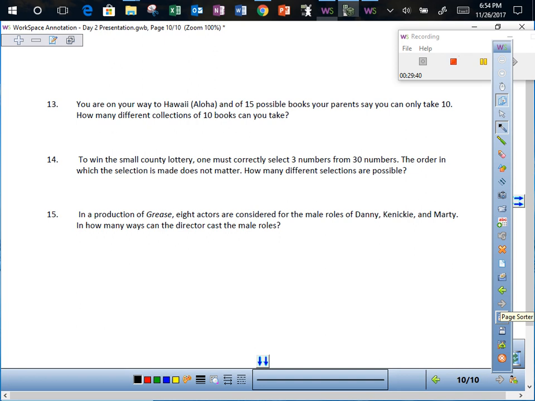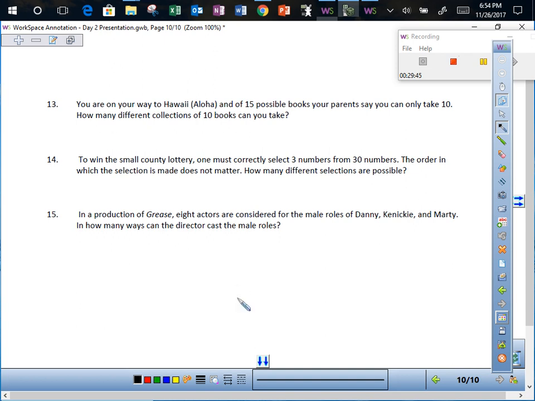Here's number 13. You are on your way to Hawaii. Aloha for you. And of 15 possible books, your parents say you can only take 10. How many different collections of 10 books can you take? Well, if you think about this one, you're not ranking them as your first favorite, second favorite, third favorite. You just get to take 10 of the 15 books. And then you can decide how to read them after you get going.